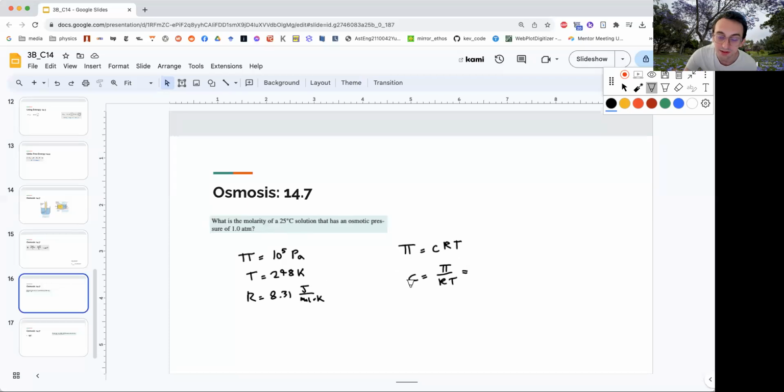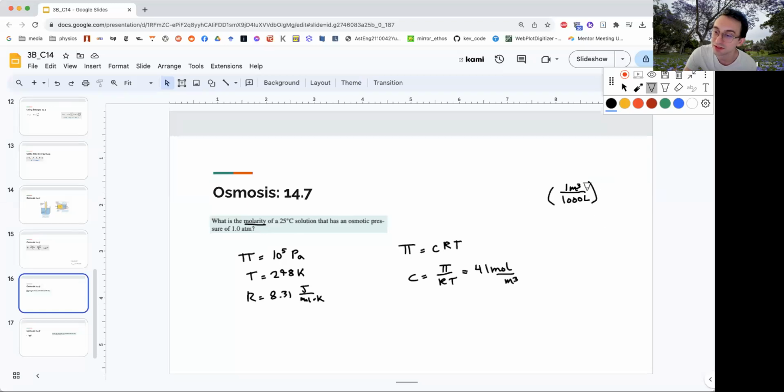And we can just plug this in, and we get a concentration of 41 moles per cubic meter. But we're not done yet, because they want to know the molarity, which even though we just used the word mole, like I said, molarity is moles per liter. So we have to say 1 cubic meter is 1,000 liters.